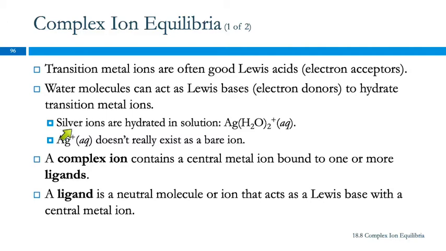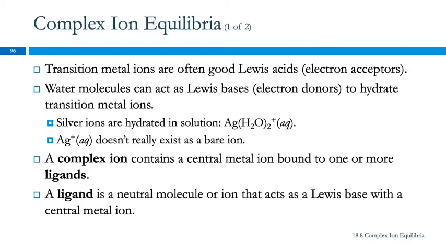Silver ions are actually hydrated in solution. You'll have two water molecules donating their lone pairs to the silver ion, and this will form a complex ion. You don't actually have bare silver ions floating around by themselves. So this is a complex ion. A complex ion contains a central metal ion with one or more ligands attached to it.